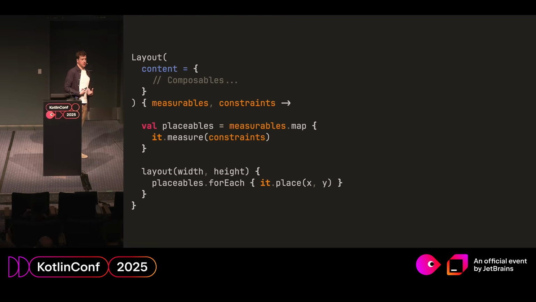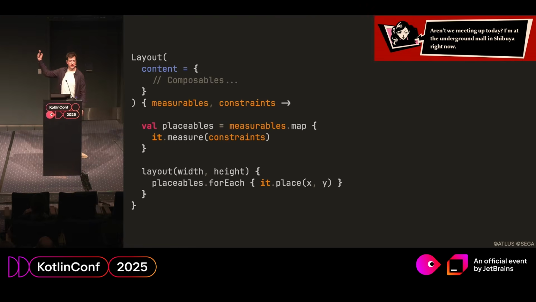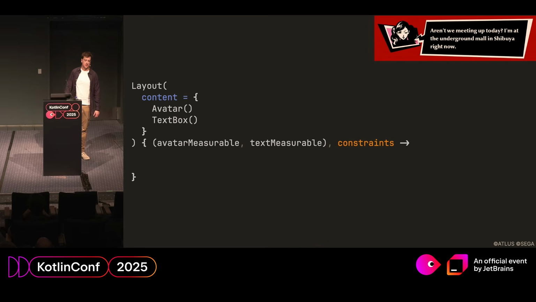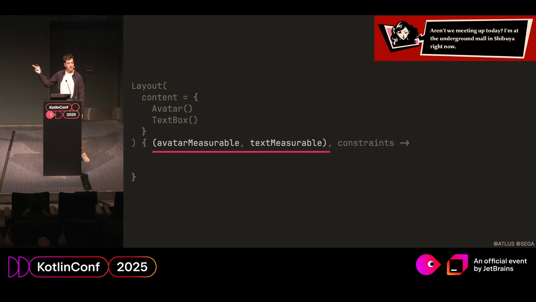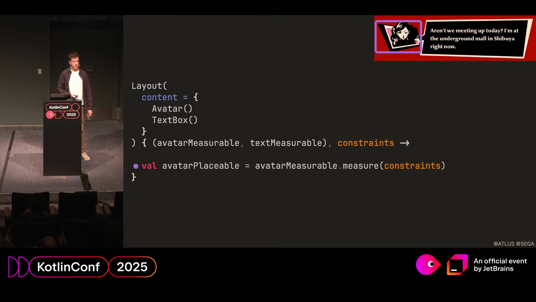But we're not building a generic layout. We're building this layout, exactly. And that means we get to cheat and be specific. We know that we are only ever going to have the avatar and the text box as children. What's neat about that is we can use Kotlin's destructured declarations on all of our measurables. I always forget that I can do this with collections. I do it with data classes all the time, but collections let you do it too. And here we know we've only ever got these two types.